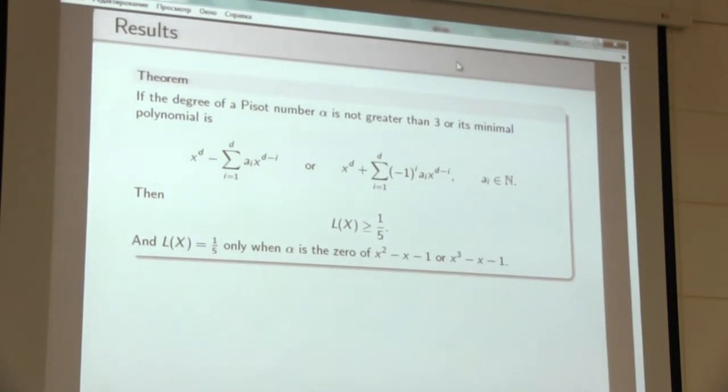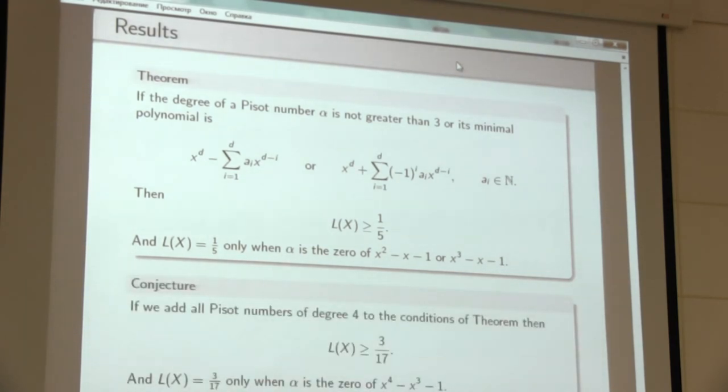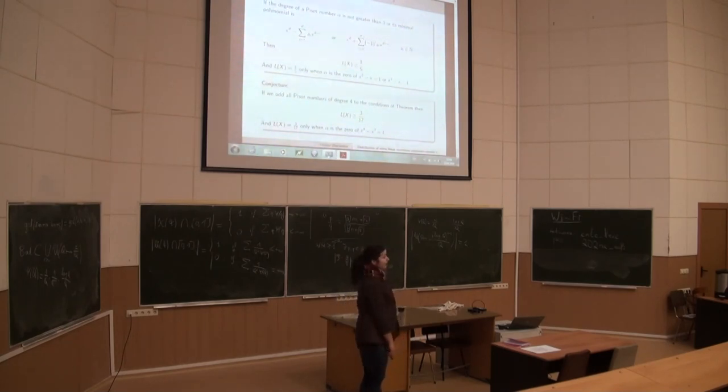And the work which is not yet finished: if we add to the conditions of this theorem all the numbers of degree 4, then we obtain a different inequality with 3 over 17, and equality will hold only when alpha is a zero of x to the 4th power minus x minus 1. This alpha is the second smallest Pisot number. So that's all I wanted to say. Thank you for your attention.